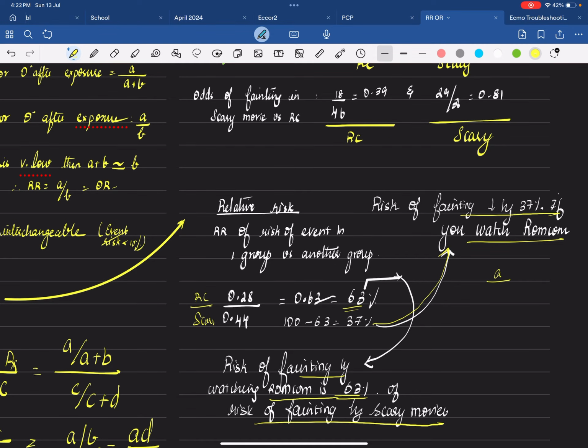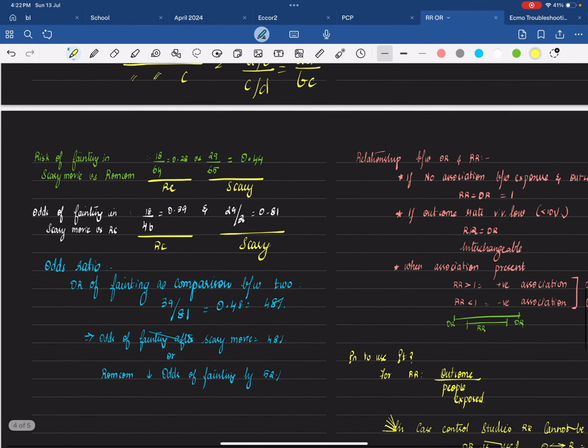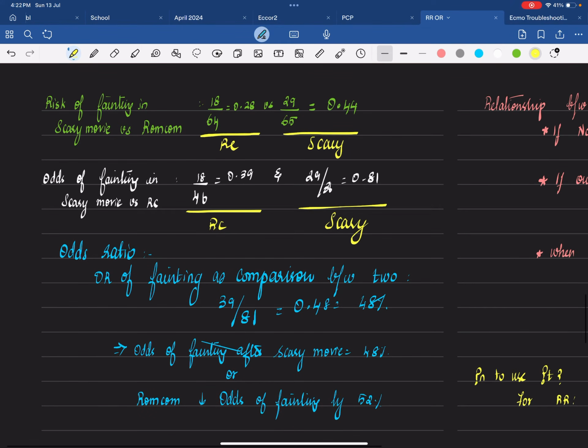So this is your relative risk part. This is your A by A plus B, by C by C plus D. All this complicated formula is this. If you understand the concept, you will be able to reconstruct it when you are writing an exam. And when you are reading a paper, this is how they have calculated.